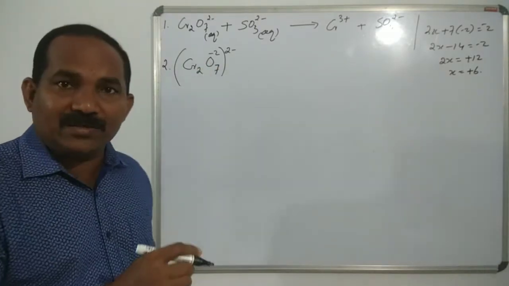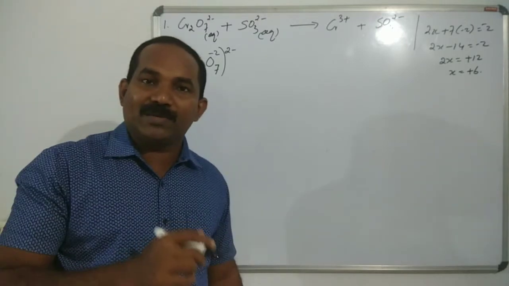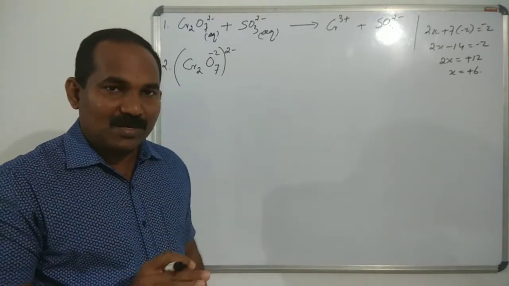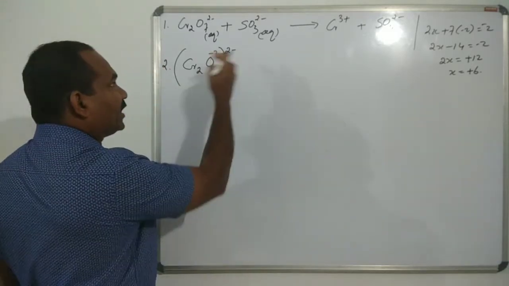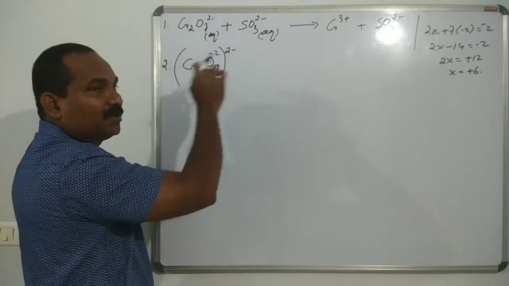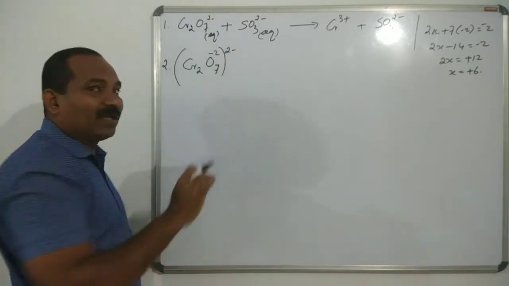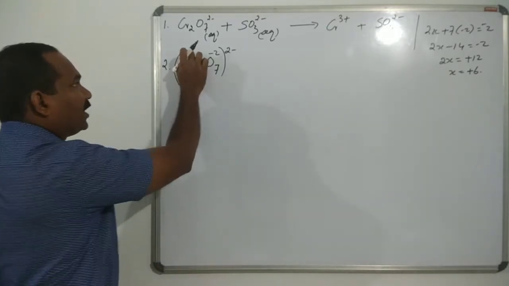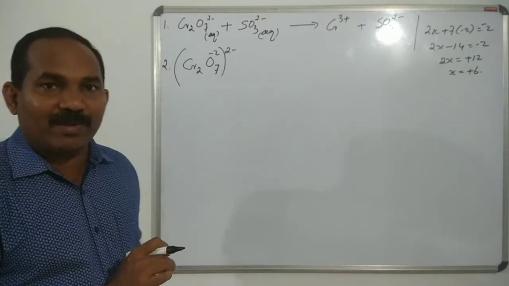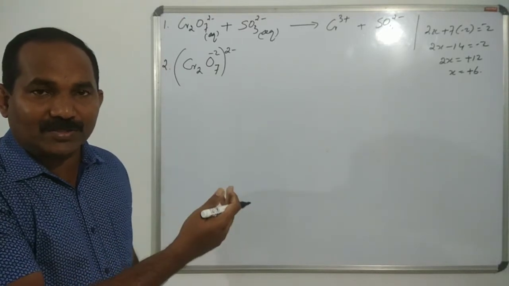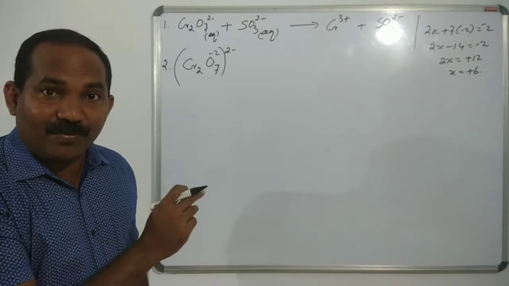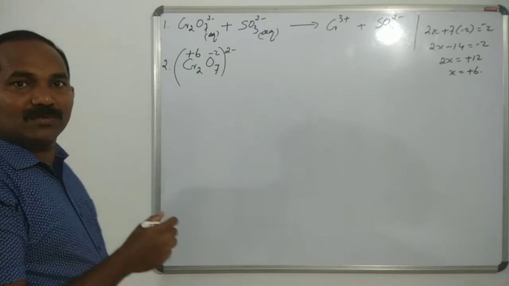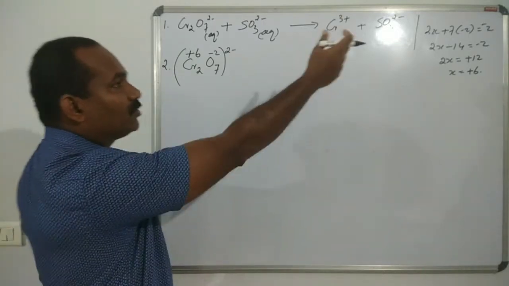Also you can calculate mentally, by mental mathematics. 7 into minus 2, minus 14. Out of minus 14, 2 minus charges reside in the ion. So 2 minus, remaining is minus 12. Minus 12 is compensated by plus 12 for 2 chromium atoms. So for 1 chromium it is plus 6. If that is difficult, you know like that.